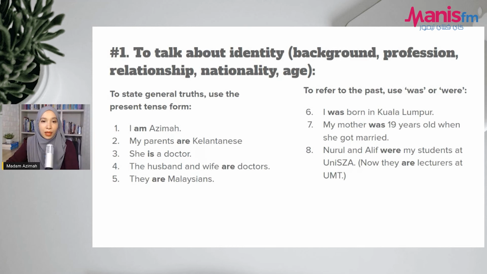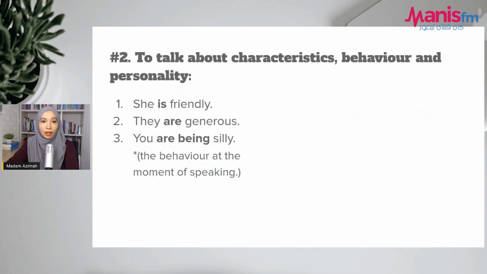We use be to talk about identity, and we looked at using the present tense form versus the past tense form. Okay. Second way of using the be verb is to talk about characteristics, behavior, and personality. So let's take a look at some examples. She is friendly. They are generous. Number 3, you are being silly.